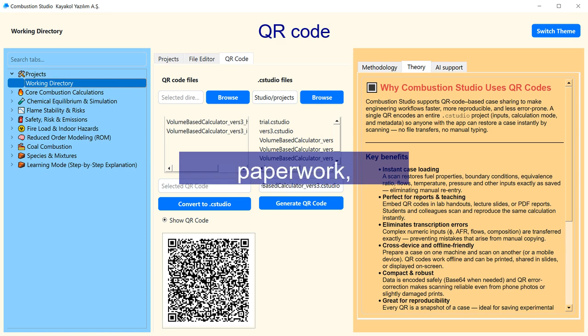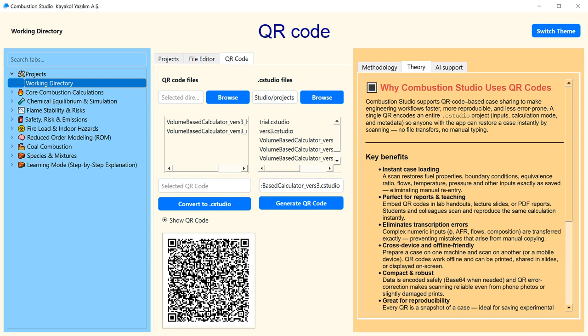This reduces paperwork, eliminates transcription errors, and enables seamless integration with digital workflows such as mobile review, cloud archiving, automated documentation, and real-time collaboration. By embedding structured data directly into a scannable code, Combustion Studio transforms traditional combustion engineering processes, often dominated by spreadsheets and handwritten notes, into fast, connected, and fully digital interactions.